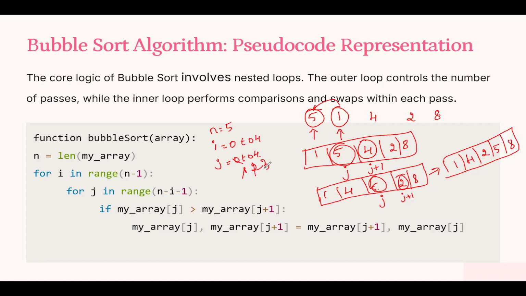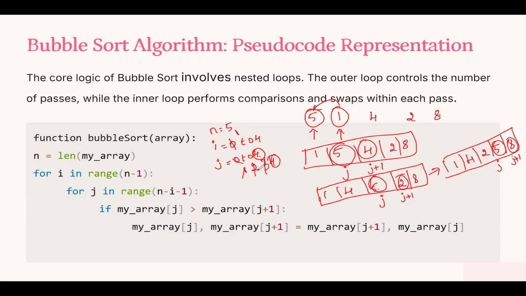Once again, increment the j value. The j value is now 3. And hence this is j and this is j plus 1. Compare. No, there is no change required. Hence increment the j value to 4. When the j value becomes 4, we will stop there. The condition becomes false. Hence we will go back to the outer loop, which is i.